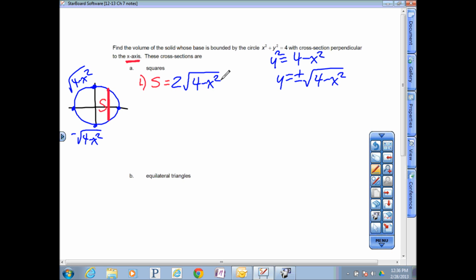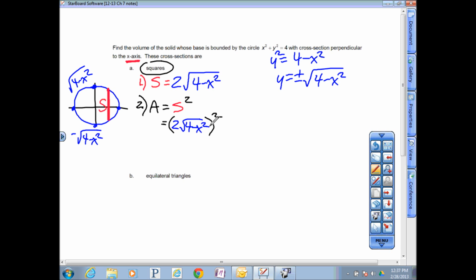that I just made? Now, what are my cross sections? Well, my cross sections for part B, or for number 2, are squares. So the area would be S squared. Well, how long is S? Well, S is 2 times the square root of 4 minus x squared. So my area formula would be 2 times the square root of 4 minus x squared, being squared.